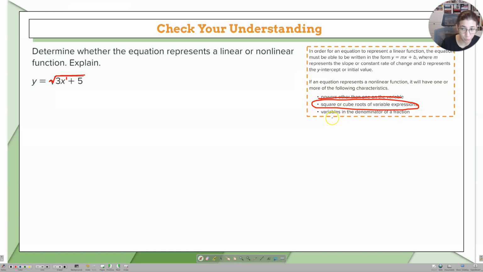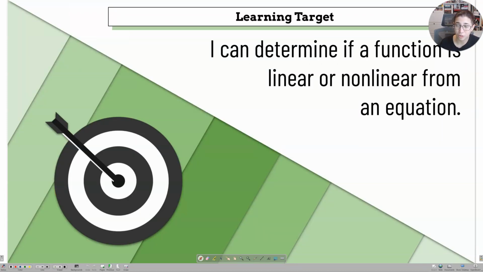But since it meets one of these criteria, because it says 1 or more, that means this is going to be a nonlinear function, because there's no way we're going to be able to rewrite this in the format of y equals mx plus b. And it has a square root in the function itself. In this video, we determined if a function is linear or nonlinear from an equation.